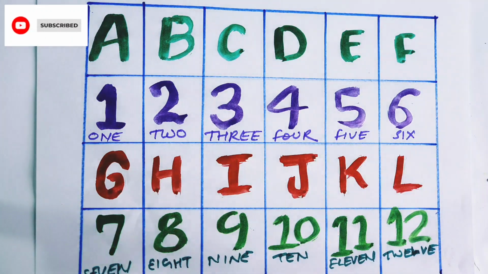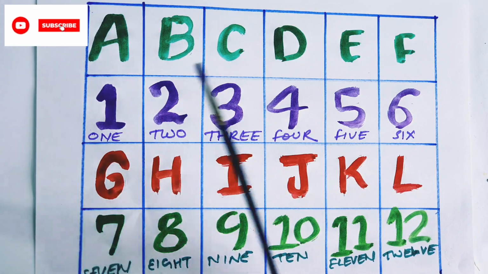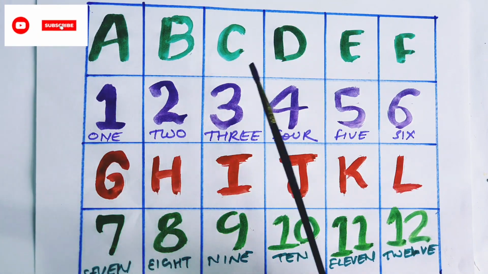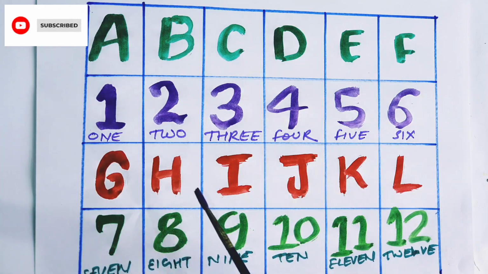So kids, what we learned today? Green color, purple color, red color and light green color. A, B, C, D, E, F, G, H, I, J, K, L. 1, 2, 3, 4, 5, 6, 7, 8, 9, 10, 11, 12.